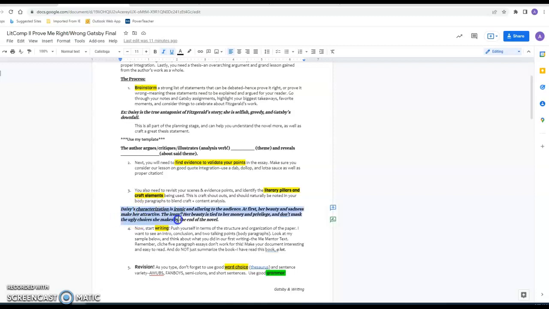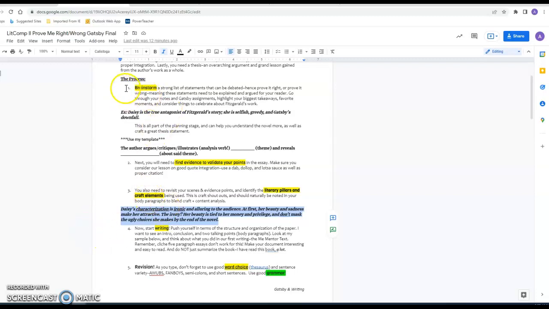But if you read this, I flow in some nice vocab about the English language, and I say Daisy's characterization is ironic and alluring. At first, her beauty and sadness is attractive, but the irony is it's all tied to her money and privilege. It doesn't mask the ugliness inside of her when she makes bad choices. So as you can see, this is really nice conversation. It's really nice prove me right, prove me wrong information. It's just kind of interesting to read. And that's the goal of the response paper: to draw the interest of your audience, aka me.